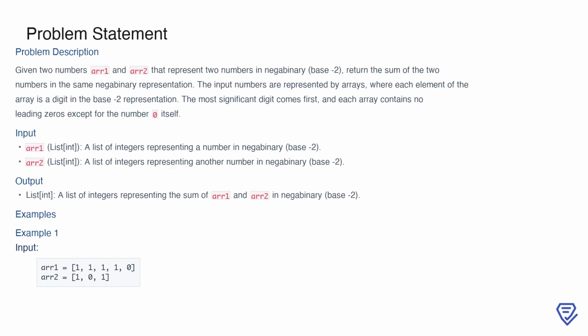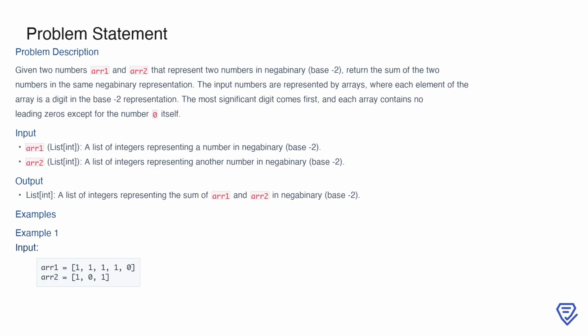In this problem, we are working with numbers represented in the Negabinary system, which uses base -2 instead of the usual positive base systems like base 10 or base 2. You are given two arrays, ARR1 and ARR2, where each array represents a number in this Negabinary format. The most significant digit appears first, and there are no leading zeros unless the number itself is 0. The task is to return the sum of these two numbers, also in Negabinary representation, as an array.